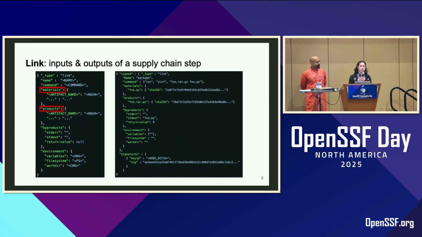And so to dive a little bit deeper into what a link looks like, the two pieces we want to highlight here is that links very explicitly describe the expected inputs and outputs of a supply chain step. In the actual metadata format, those are called materials and products. And you can see here in a link, you would also collect some information about the command that was run in a step, outputs like standard out and environment variables, and of course the signature.